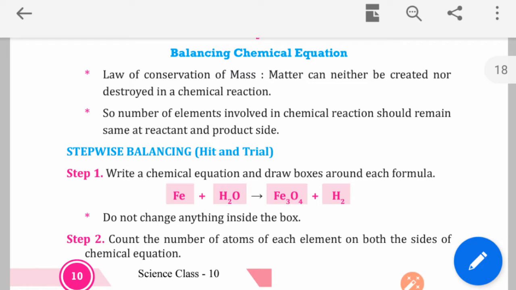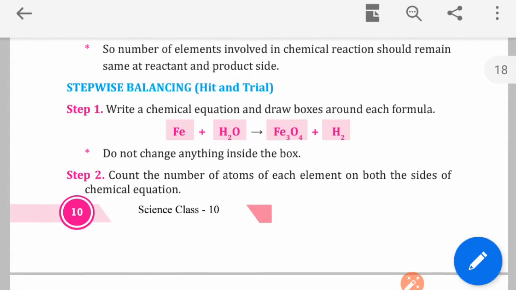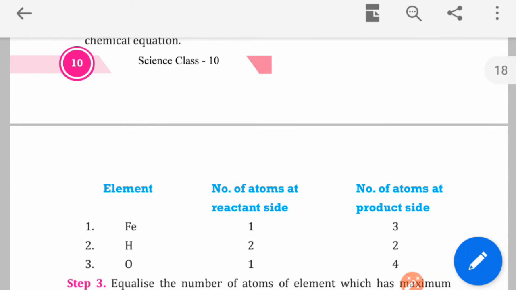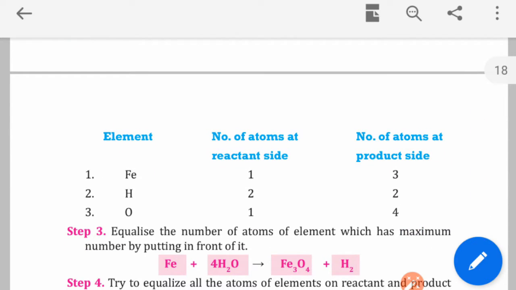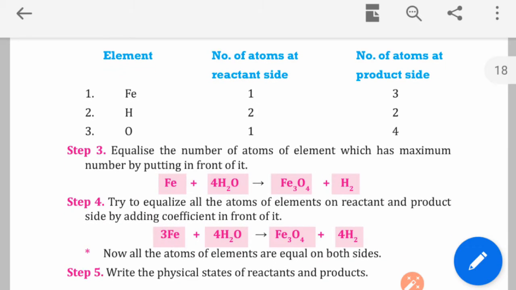First step is to write the equation in symbolic form and draw a box around each formula. This is to indicate that nothing can be changed inside the box. Then count the number of atoms of each element on both sides of the chemical equation. Make a table and indicate their numbers. Equalize the number of atoms of each element by putting the appropriate number in front of it.